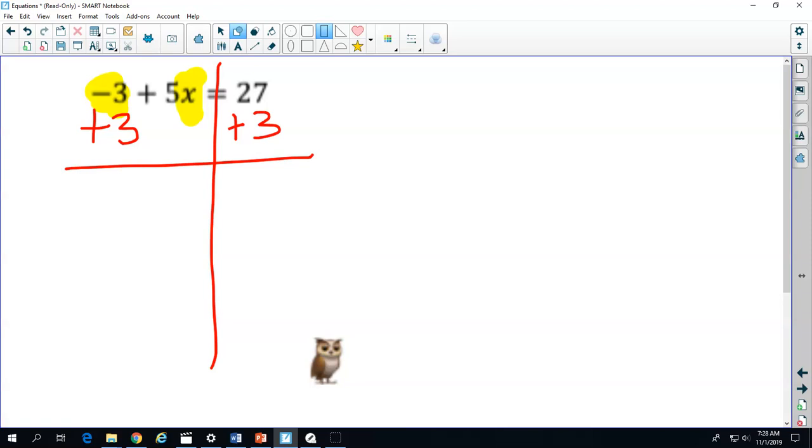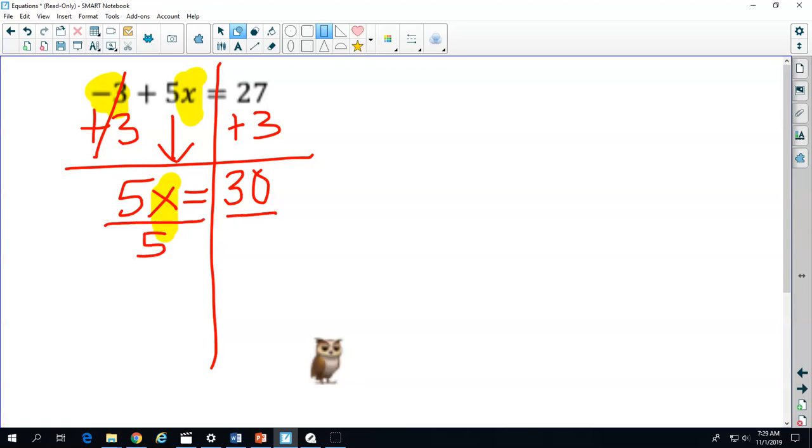Okay, so we're adding 3. This cancels out. We're going to bring down our 5x. And then 27 plus 3 is 30. Okay. Again, we're trying to get our variable by itself. So we're multiplying by 5. We're going to undo multiplication by dividing. And x is equal to 6.